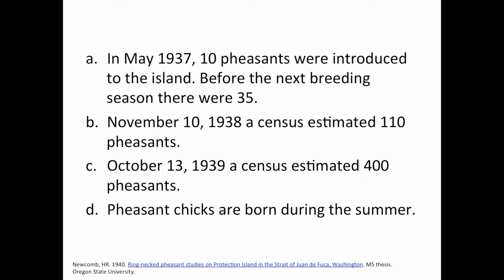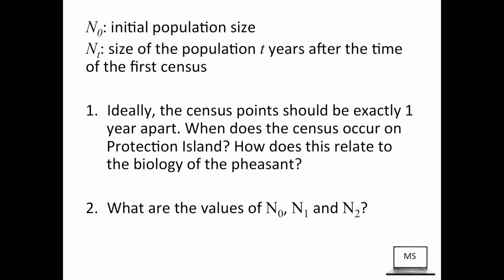I'm just going to skip forward and tell you the questions that you'll need to answer. Ideally the census points should be exactly 1 year apart. Question 1: when does the census occur on Protection Island? That is, when is the population measured, and how does this relate to the biology of the pheasant? Question 2: what are the values of N0, N1, and N2, where N0 is the initial population size, and NT is the size of the population T years after the time of the first census?